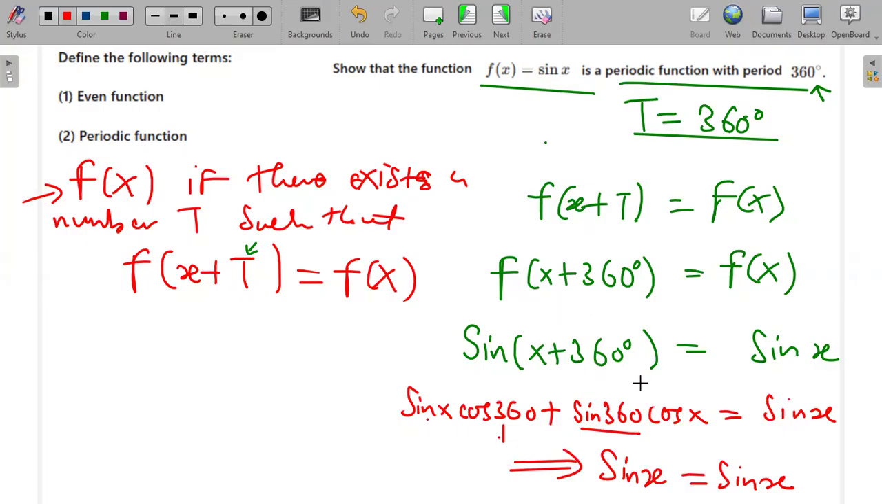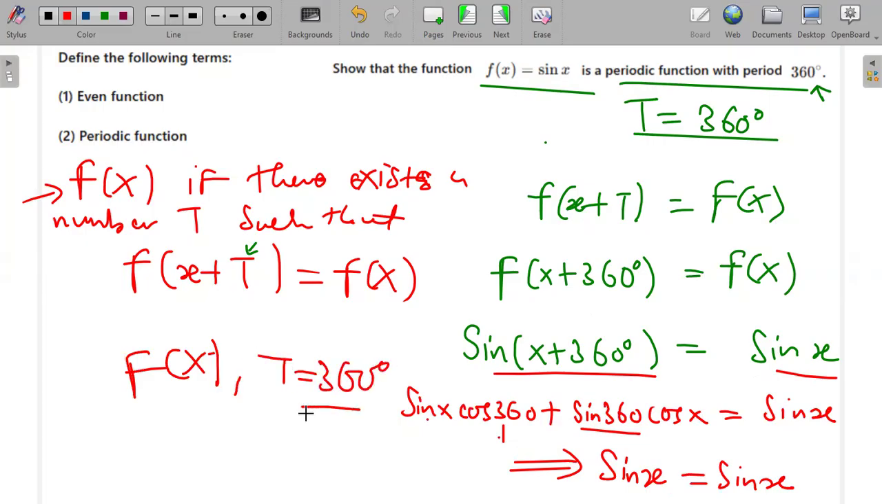sine of x plus 360 is simply equal to what? Sine x, because we're able to reduce this to sine x, which is equal to the right-hand side there. So therefore, we've shown that f of x is a periodic function with period what? 360 degrees. Okay, so any questions there?